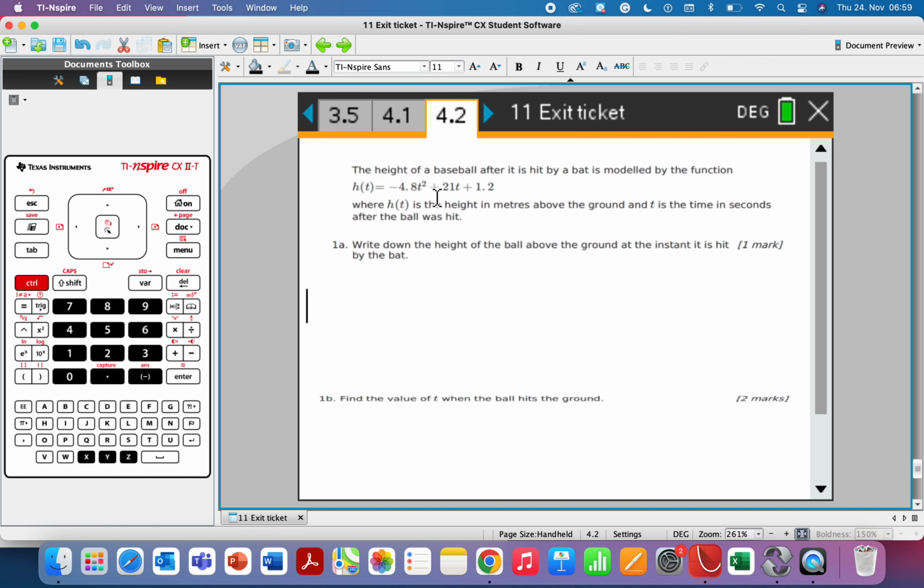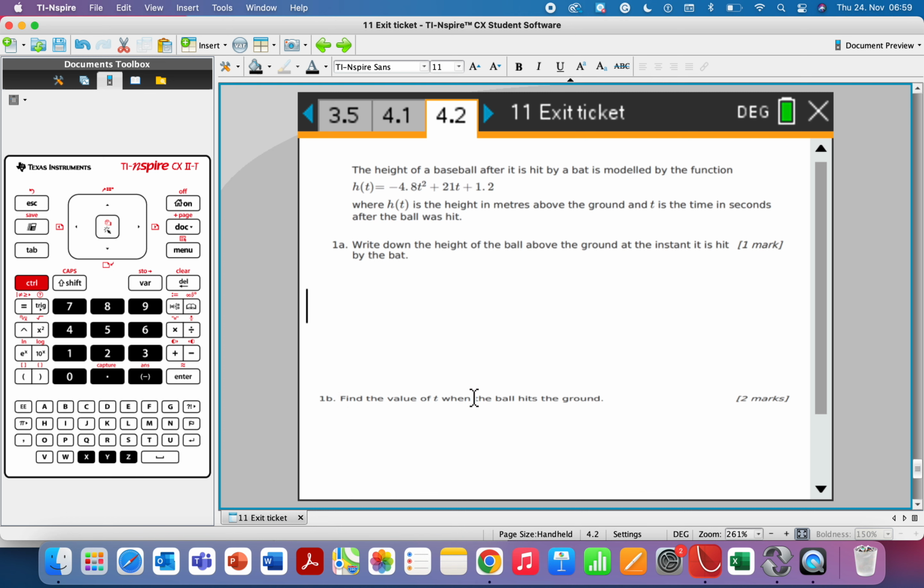Question, and we read the equation very carefully. T versus H. H is the height above the ground, and T is the time after the ball was hit. So the ball was hit, T would be equal to 0. Sometimes it would say the initial height of the ball. That means when T equals 0. This question says write down the height at the instant it is hit by the bat. So when T equals 0, we substitute in here and find the value.